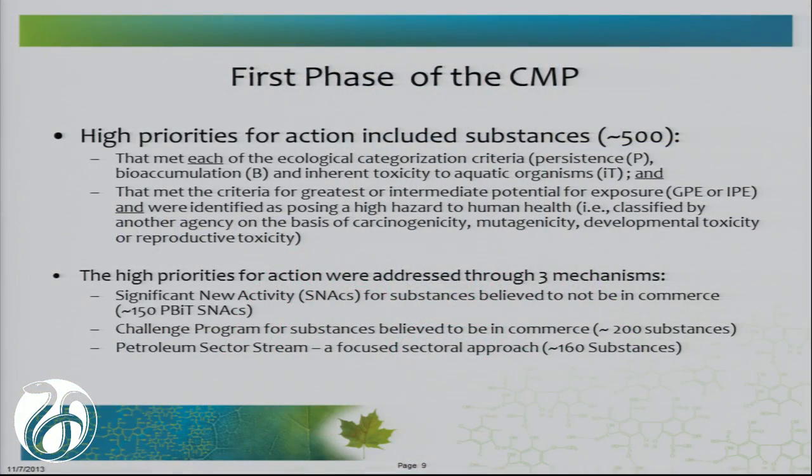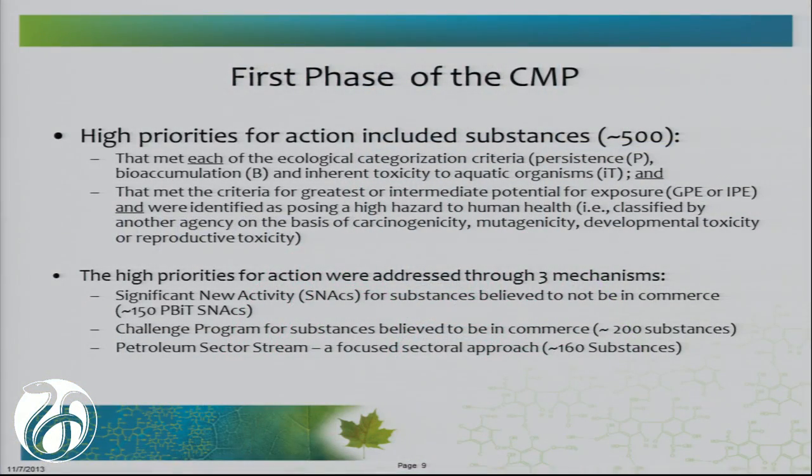So in the first phase of the CMP, as I mentioned, we looked at the highest priorities for action. And this was about 500 substances that either met the persistence and bioaccumulative and inherently toxic criteria from Environment Canada, or they had high exposure potential and high hazard concern for human health. The high priorities for action were addressed through 3 different mechanisms.